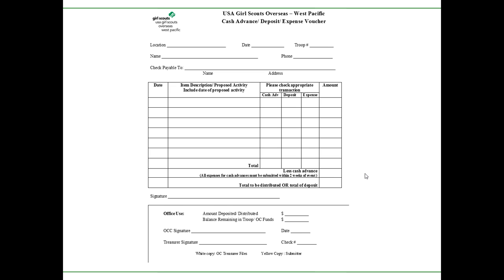So here is that cash advance deposit expense voucher. You see it has all the information that you need to have with your records to include, as it says, that paper trail. So here you have your date, the item description. It asks them to please check the appropriate transaction and then what the amount is. And then you have the bottom, which is your office use. So you'll have your amount deposited, the balance that's remaining in that troop or the OC's fund, because you want to, again, have that running total. And then it has the signatures.